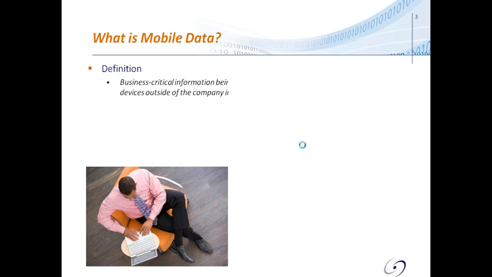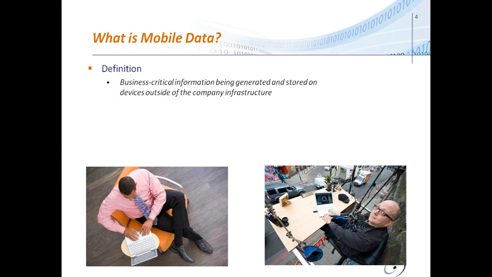So first we want to describe what mobile data is. The definition we have here is business critical information being generated and stored on devices that are outside of the company's infrastructure. The one thing that can be a misnomer is calling it mobile data. It doesn't necessarily have to be a laptop. A desktop could be considered, in this case, mobile because it's outside of the company's infrastructure.